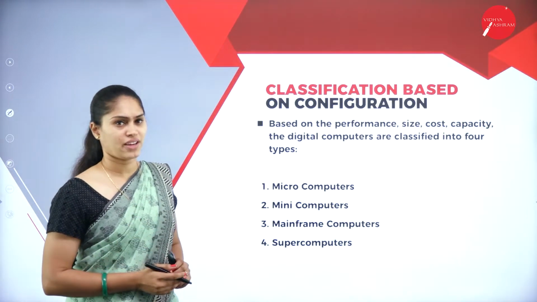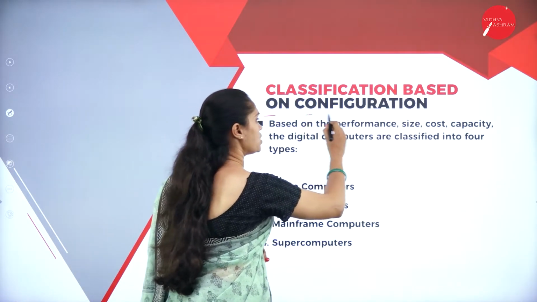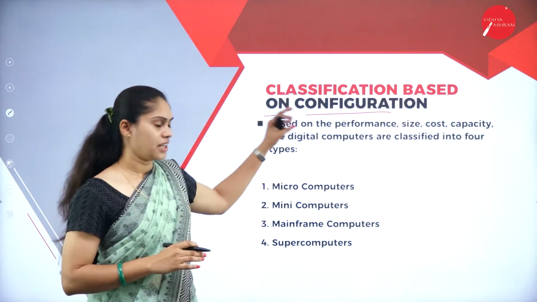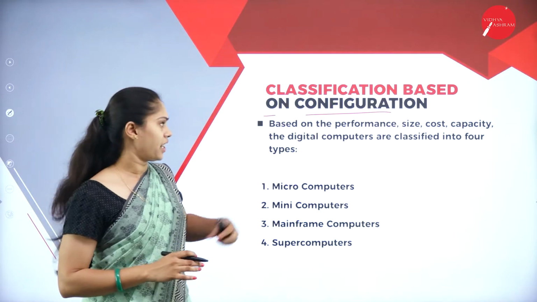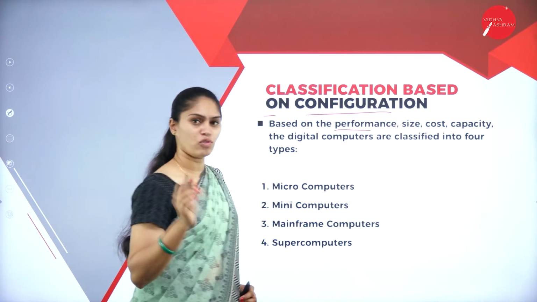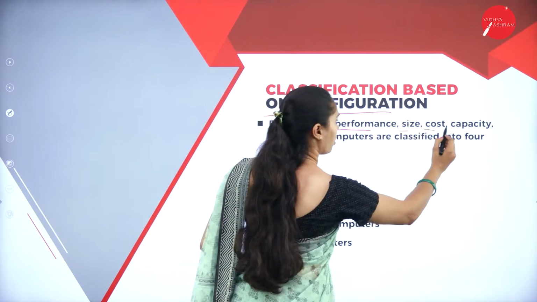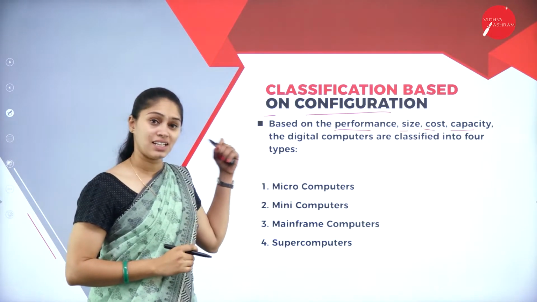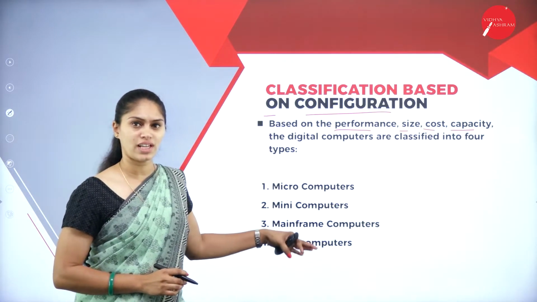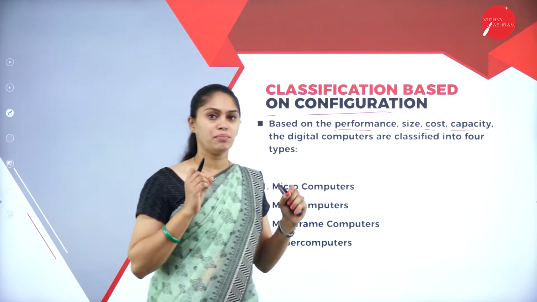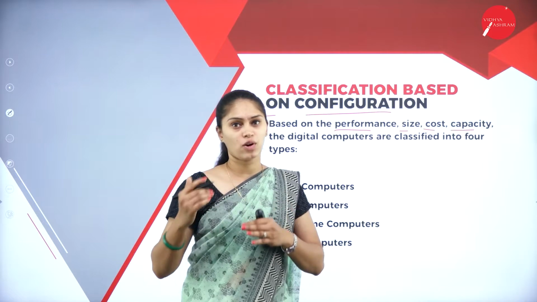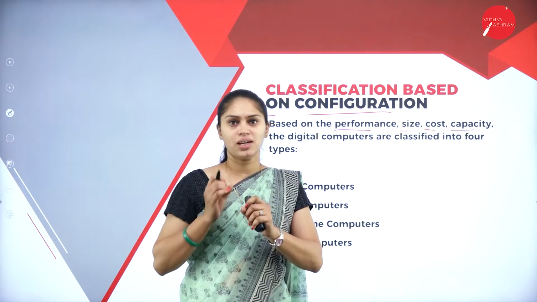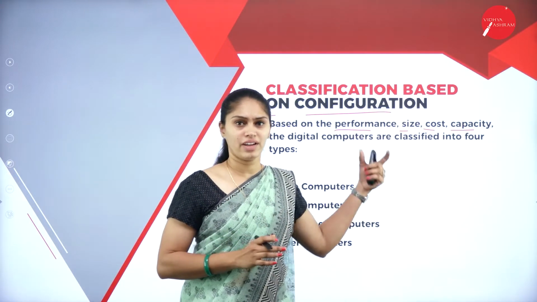Yes, we have a next classification, that is classification based on configuration. On what parameters are we going to classify based on configuration? Here, on the basis of performance, size, cost and storage capacity of a particular type of computer, the digital computers are classified into 4 types. We all know that based on performance or working procedure, we divide into 3 parts, that is analog, digital and hybrid.